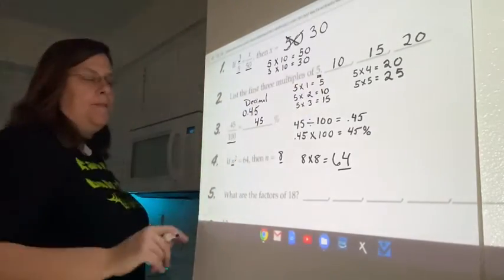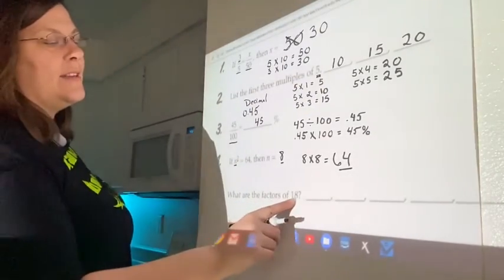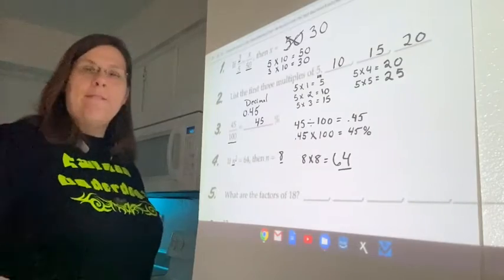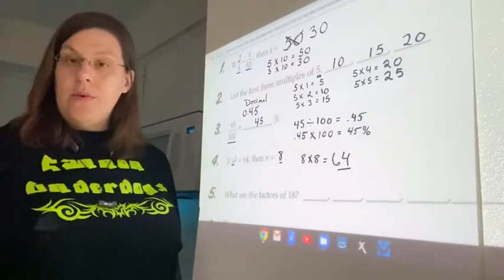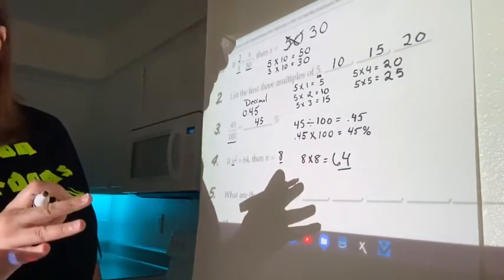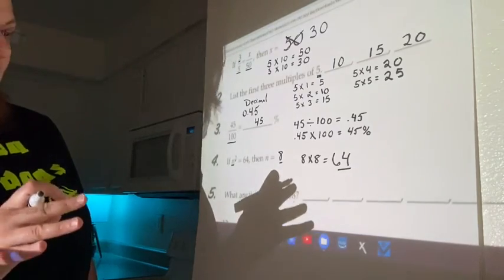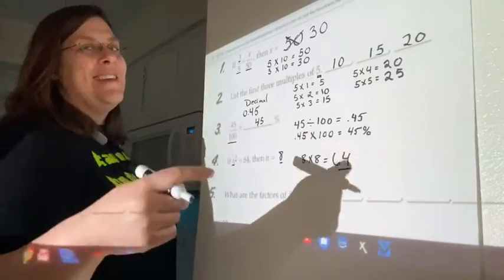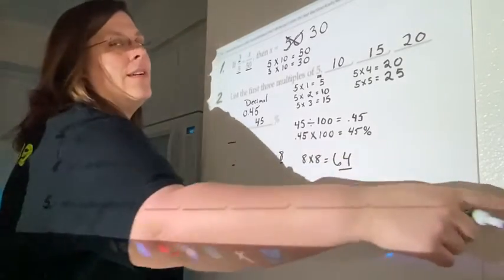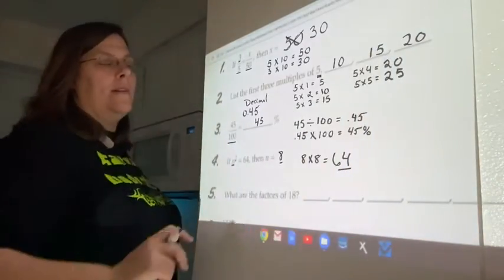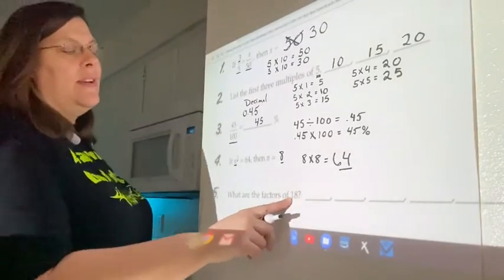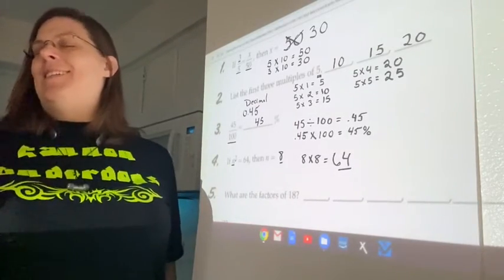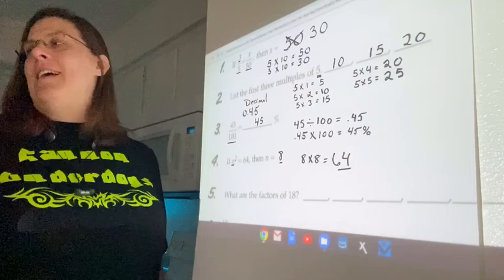Number 5. What are the factors of 18? Factors of 18. Again, what can we do? What could we do? We have multiple choices. What are the factors of 18? I'm gonna have to put them down here because as you can see, the apartment complex not gonna want me writing on the wall. No writing on the wall. So, what are the factors of 18? Alexa, what are the factors of 18?